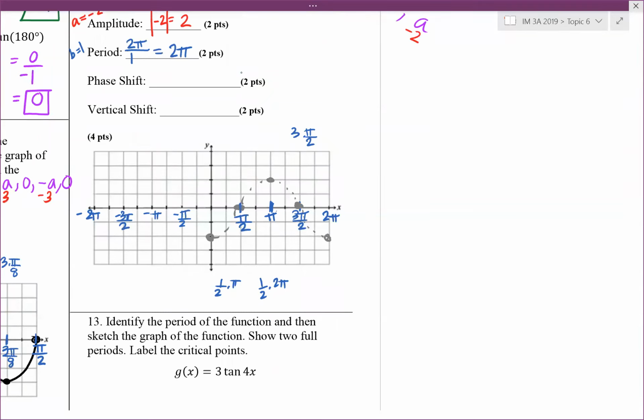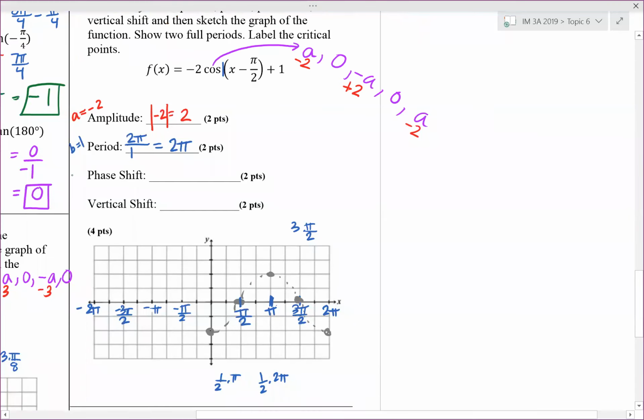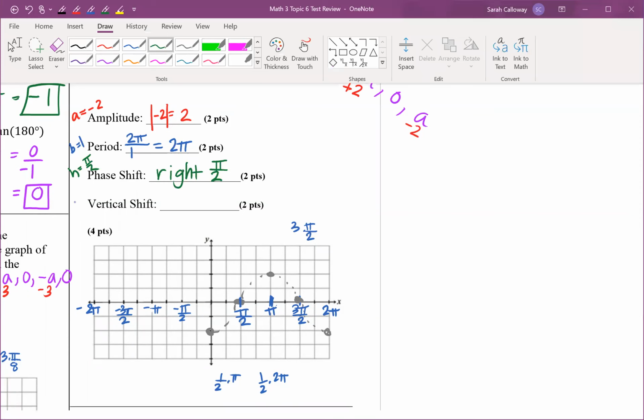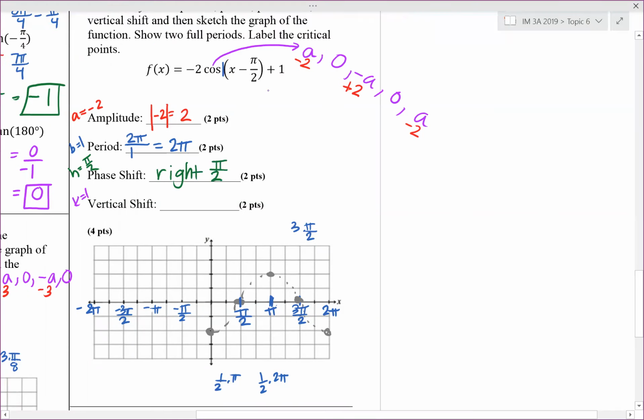So looking at this, since I have x minus pi over 2, that means H is pi over 2. So that means this graph is going to go right pi over 2 units. And then the K value is 1. And so since it's positive, this is going to have a vertical shift up 1. So remember that with H, it's always the opposite sign of what's in the equation because it's minus H. So that's why this was positive for H and going to the right. If it was x plus pi over 2, that would move to the left. If it was -1, that would move down.